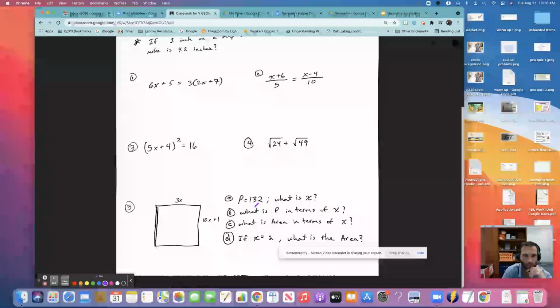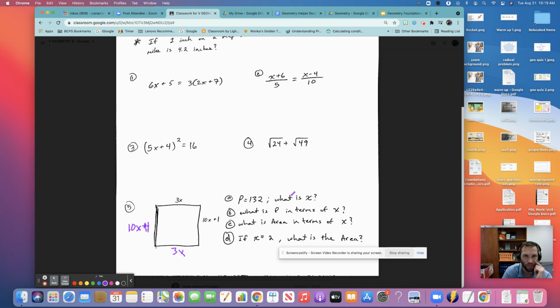Okay, the last one. This is a rectangle. I should have told you it's a rectangle. I want you to know it's a rectangle. It's not always geometric shapes. It's all going to be rectangles on the test. So if you know this is 3x, you know this is 3x. You know this is 10x plus 1. And sometimes it's helpful just to fill in the picture right away. Okay. So that's plus 1. All right.